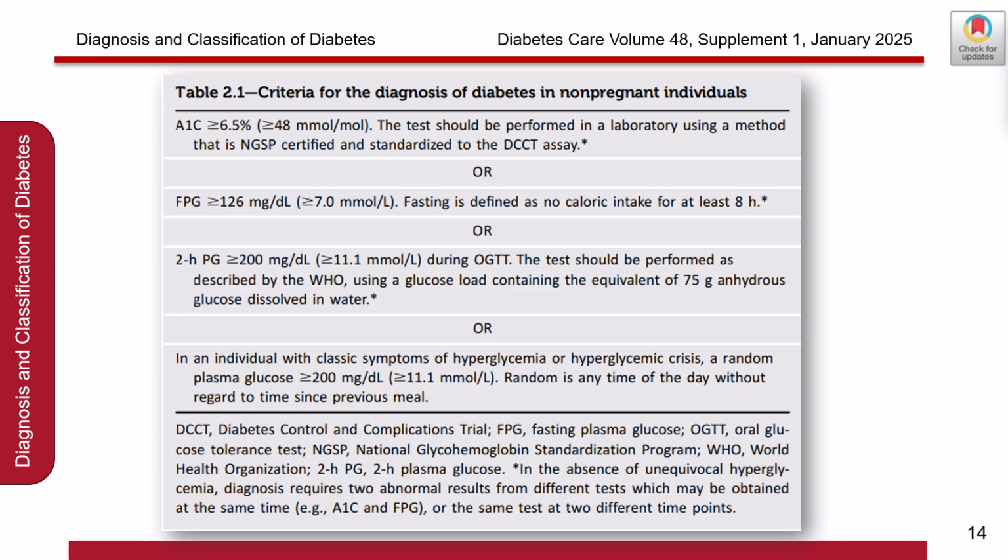Fasting is defined as no caloric intake for at least 8 hours, or 2-hour plasma glucose greater than or equal to 200 milligrams per deciliter, greater than or equal to 11.1 millimoles per liter during an oral glucose tolerance test. The test should be performed as described by the World Health Organization, using a glucose load containing the equivalent of 75 grams of anhydrous glucose dissolved in water, or in an individual with classic symptoms of hyperglycemia or hyperglycemic crisis, a random plasma glucose greater than or equal to 200 milligrams per deciliter, greater than or equal to 11.1 millimoles per liter. Random means any time of the day, regardless of the time since the last meal.